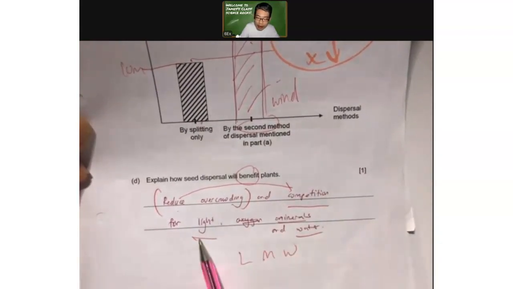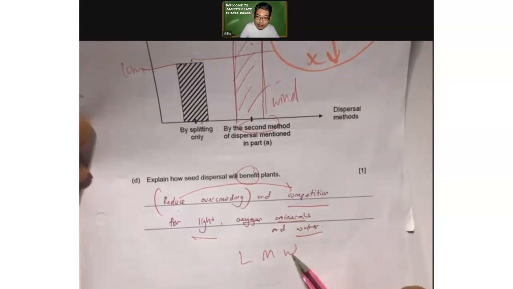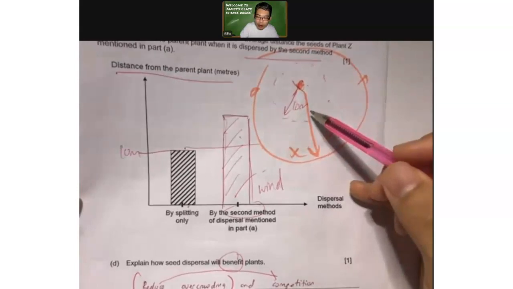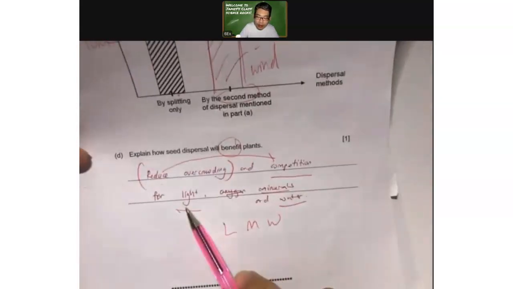I put this here because it's a very common mistake. Remember our LMW, okay? Light, minerals, and water. So when the seeds are far apart from the parent plant, they will compete less for light, minerals, and water with the parent plants. Right?